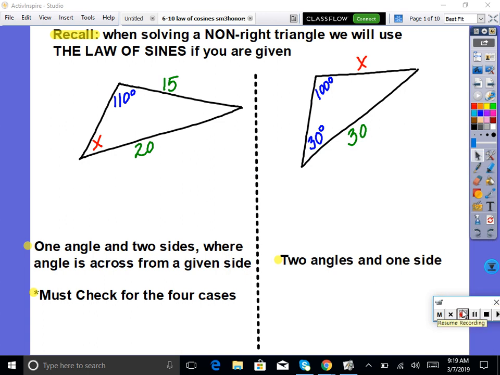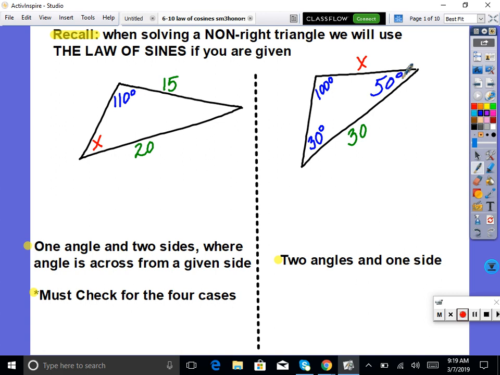Forward. If you are ever given, let's start here, two angles and one side, you can always use the law of sines. Think about why, because can't we always find the third angle if we're given two angles? And then we have enough information to set up the law of sines. So this would obviously be 50 degrees.